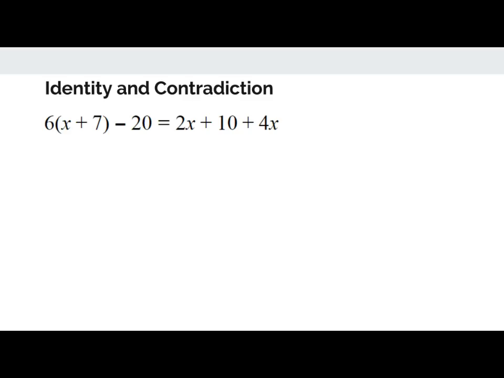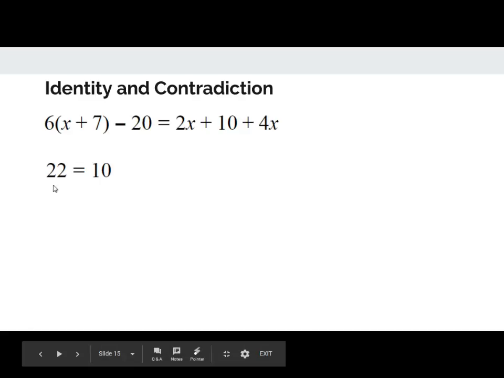Last little bit here, identity and contradiction. If you solve this equation, which I can do in a follow-up video, you're going to distribute through the parentheses, combine like terms, and get variables onto one side. What you're going to end up with is something like this: 22 equals 10, which seems odd. That should be a red flag when you do that, because 22 doesn't equal 10. That's wrong, and that's exactly right. This is an issue.